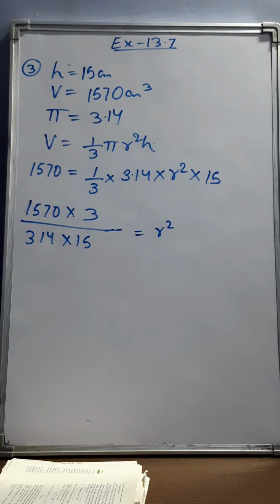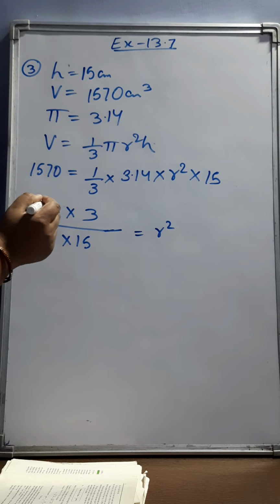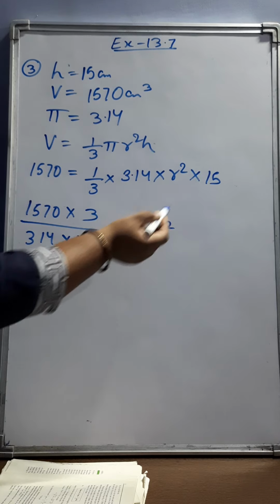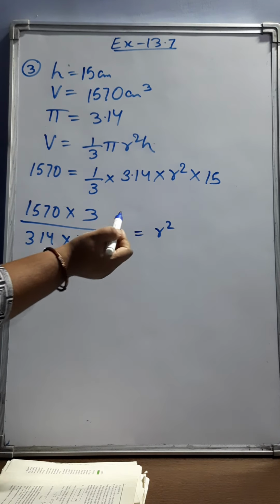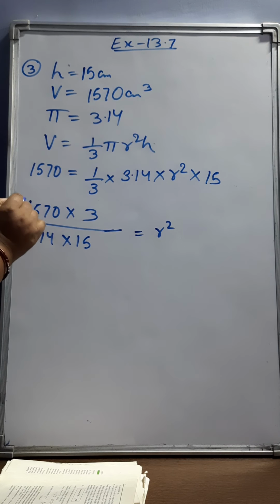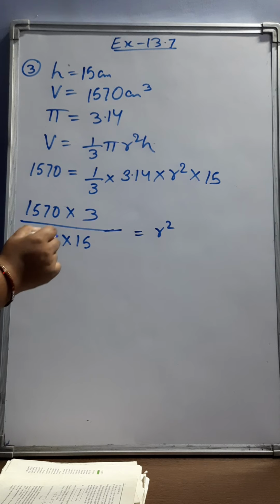Question number 3 says, the height of a cone is 15 centimeter. If its volume is 1570 centimeter cube, find the radius of the base. So here the value of pi is given to you as 3.14. So again we have applied the formula of volume, which is 1 by 3 pi r square h. Let us put all the values. In place of pi 3.14, in place of h 15 into r square. This 3, since this side it is in the denominator, will come in the numerator. So we have 1570 multiplied by 3 divided by 3.14 into 15.